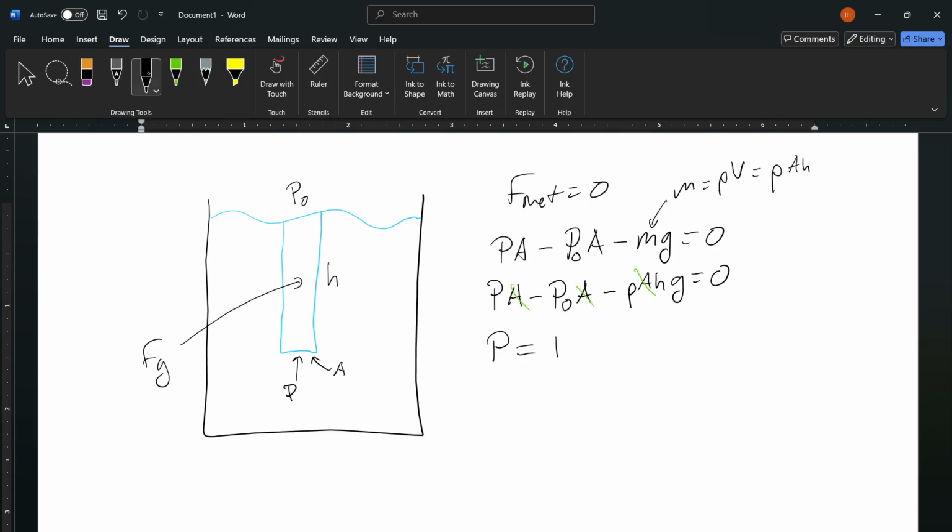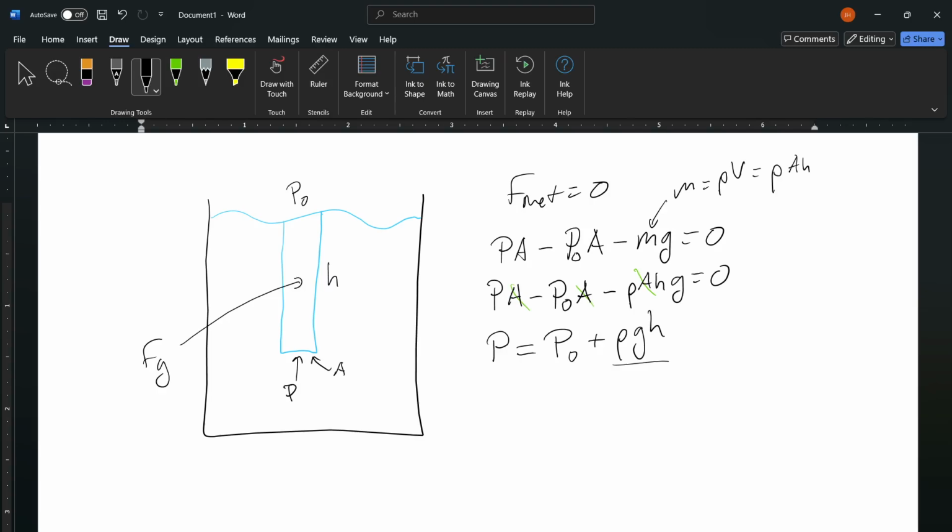and I can rearrange this now to say that the pressure at the bottom of that column is equal to the pressure at the top of the column plus rho gh. Okay, rho gh. And so this rho gh right here, that ended up being the pressure difference. We sometimes call it the pressure differential. It's the pressure difference between the top and bottom of that column.